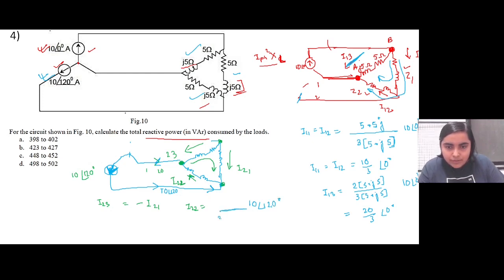So the total impedance will be 3 times of 5 plus 5j, and it will be 2 times of this 5 plus 5j, because we take the impedance of the other branch. So it will be 20 by 3, ∠120. Then I23 and I21 will again be 5 plus 5j by 3 times of 5 plus 5j, so I'll just directly write it to be 10 by 3, ∠120, right?